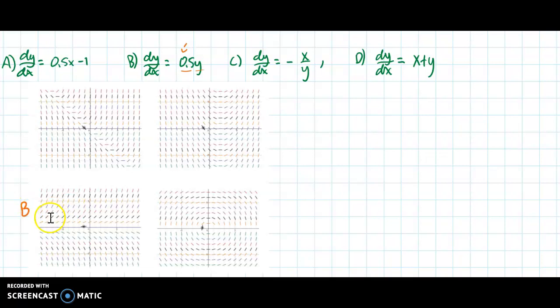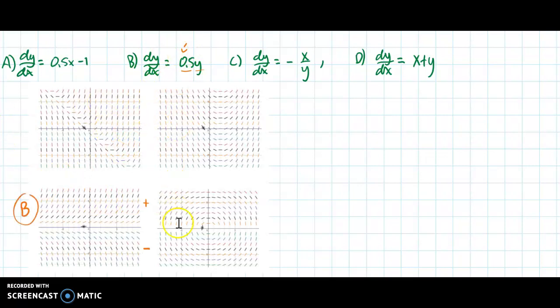So notice if I were to pick this row where we have black lines, if I move side to side, the slope does not change. That would be changing the x, and the slope doesn't change. Secondly, notice up here, all the slopes are positive, and down here, all the slopes are negative. So if y is positive, slope is going to be positive. If y is negative, slope is going to be negative. So this one fits that right there.